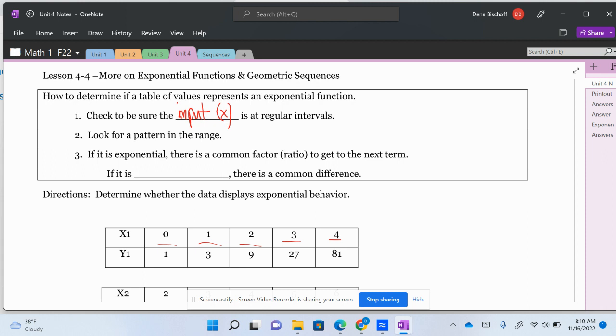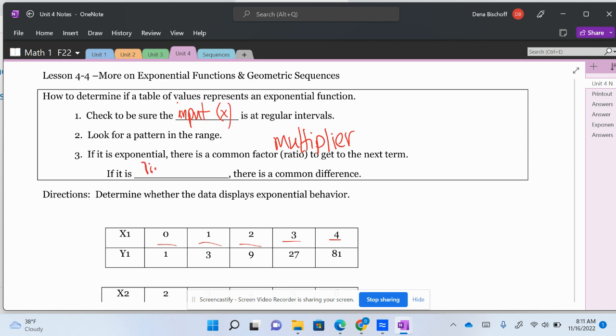We've done this with linear functions, right? We try to find the change in y. Is it constant? If there's a common factor, remember that means a multiplier. If that pattern is you take the last term and you multiply it by something to get the next term and you multiply it by that same thing, if you have a common multiplier, then it's exponential.